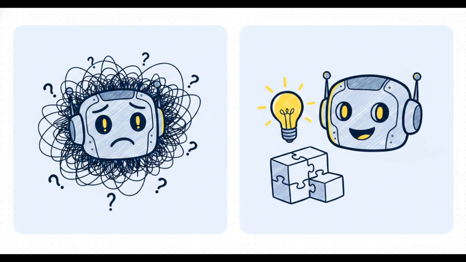Now flip that and look at persistent memory. This is where the magic really happens. When your AI remembers your exact tech stack and your specific preferences, it just does the job right off the bat. It outputs this perfectly styled code that matches your existing architecture seamlessly. And the best part? You don't have to handhold it through every single prompt.